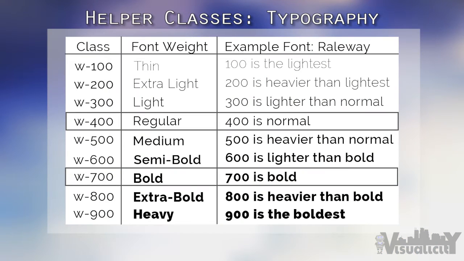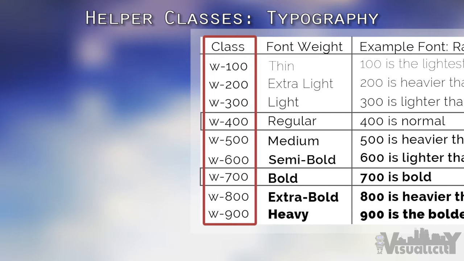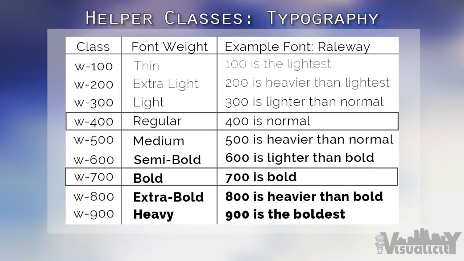Xtheme also has 9 helper classes for your font's weight. If you don't know what font weight is, that's essentially the thickness of your font, 100 being the lightest, 900 being the boldest. The helper classes are accessed with the code W-100 through W-900. Just remember that font weight 700 is the equivalent of bold, and font weight 400 is the equivalent of normal.